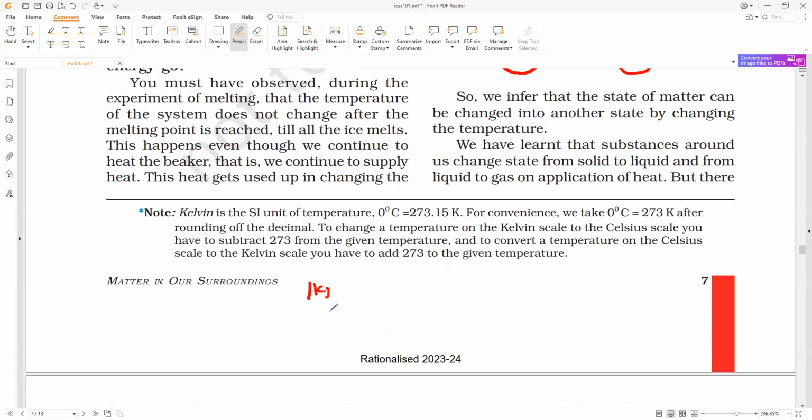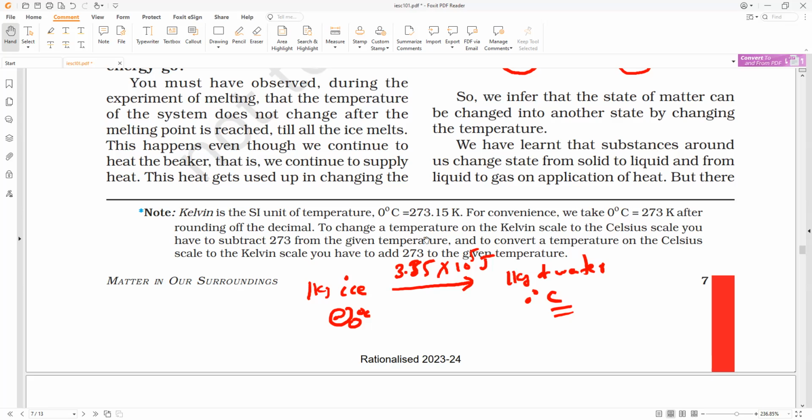Now, 1 kg of ice at 0 degrees Celsius. You can see it takes 3.35 into 10 power 5 joules of energy to convert 1 kg of ice into 1 kg of water at the same 0 degrees Celsius. Is it right or wrong, everybody? It is heat absorbed. Heat is absorbing, heat is increasing.